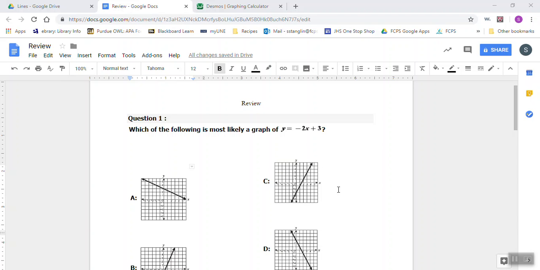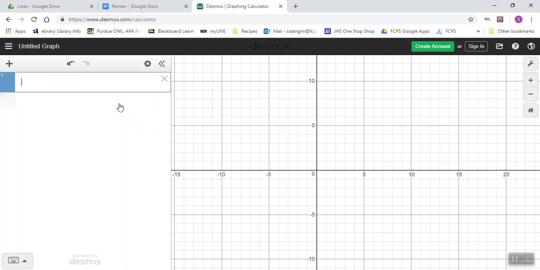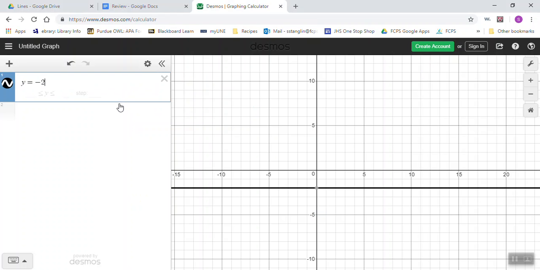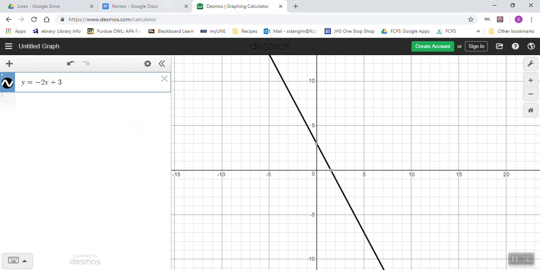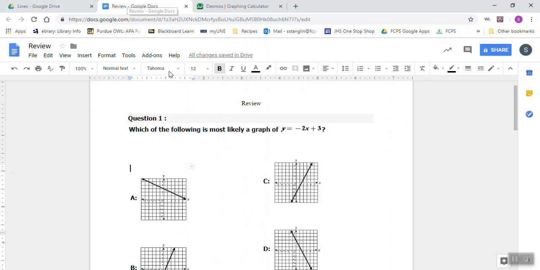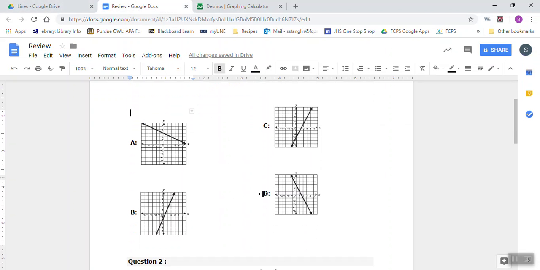In this video, we're going to review lines, and remember when we're dealing with lines, we can usually use decimals. So this first question asks for which one of these graphs represents this function, so I'm going to go ahead and type that in. Okay, so then the picture that looks most like that is D, so that's our answer here.